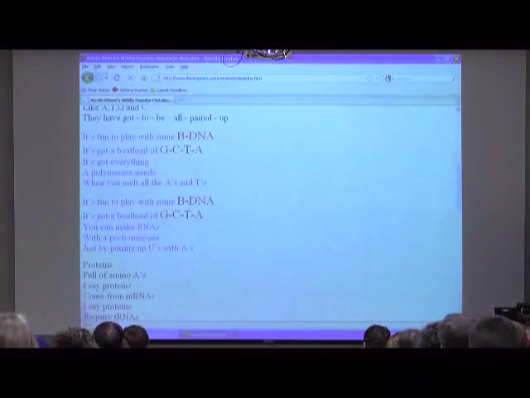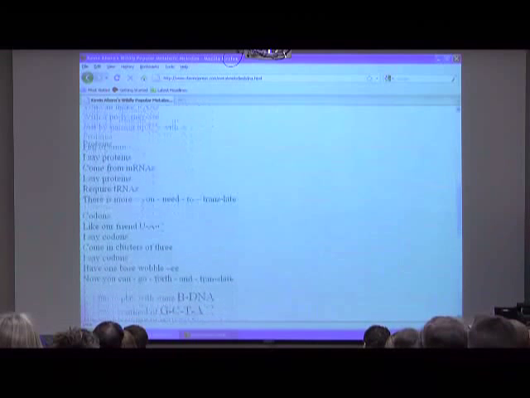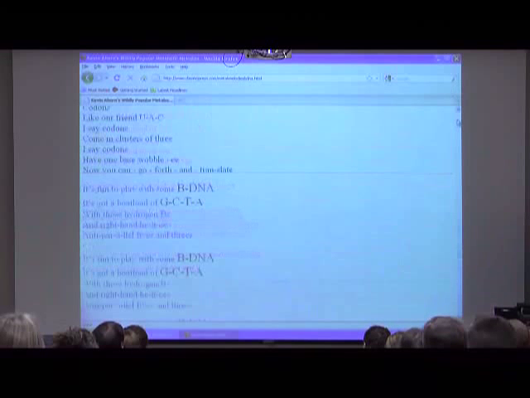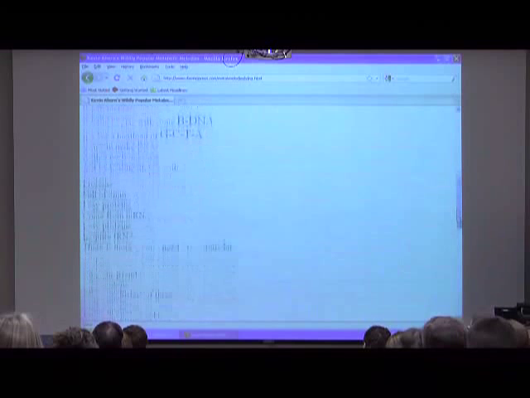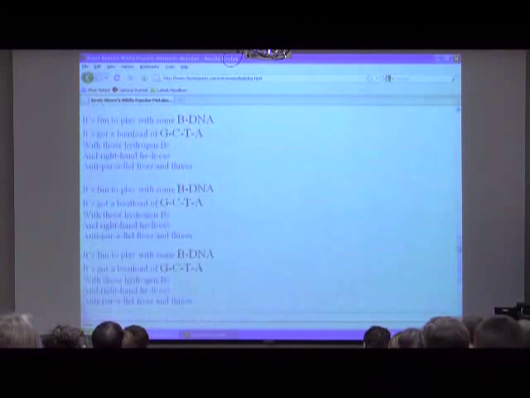Proteins full of amino acids. I say proteins come from mRNAs. I say proteins require tRNAs. There is more you need to translate codons, like our friend UAC. I say codons are all complementary. I say codons have one base wobbly. Now you can go forth and translate. Boom, boom, boom, boom. It's fun to play with some bDNA. It's got a boatload of GCTA. With those hydrogen bonds and right-hand helices, anti-parallel 5s and 3s. It's fun to play with some bDNA. It's got a boatload of GCTA. With those hydrogen bonds and right-hand helices, anti-parallel 5s and 3s.